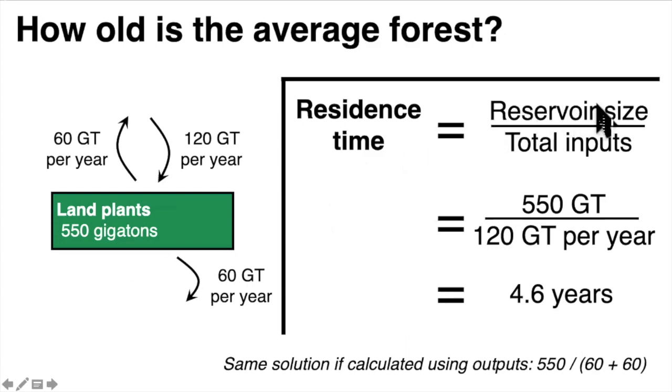For calculating a residence time, it's almost the exact same thing. We take the reservoir size of the plant biosphere, around 550 gigatons, and divide it by the total inputs, or 120 gigatons per year. So 550 divided by 120 equals 4.6 years. And so to be honest, this is a bit incredible, right? I mean, you often think about trees that are around for decades, if not centuries, if not millennia even.